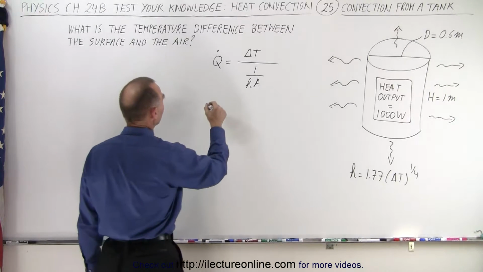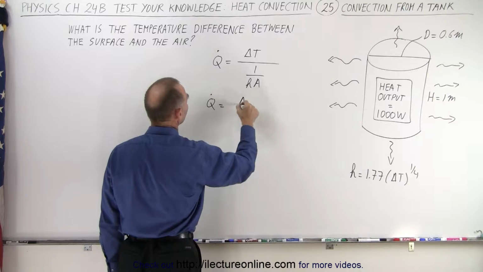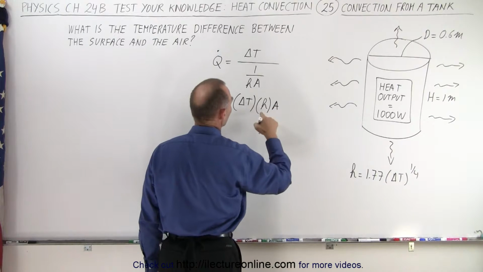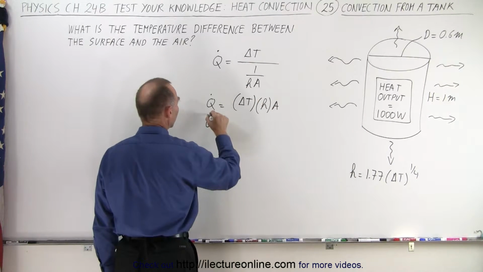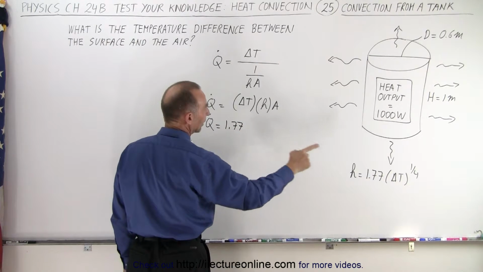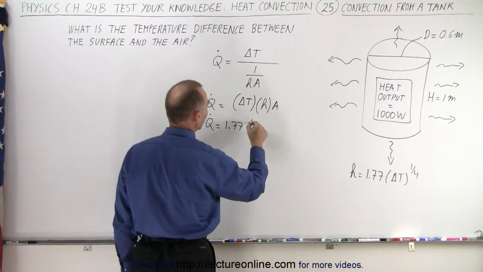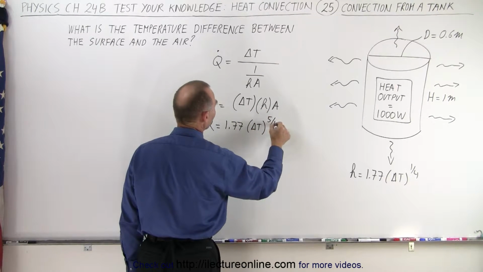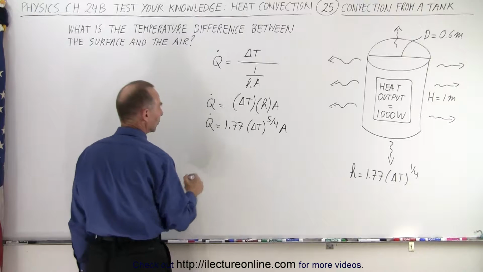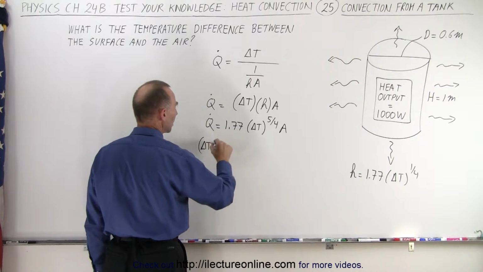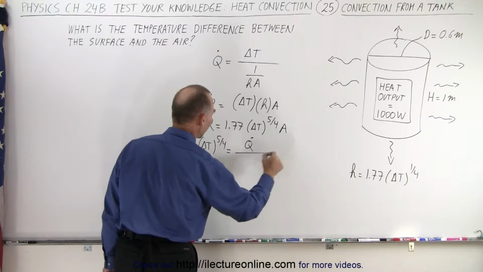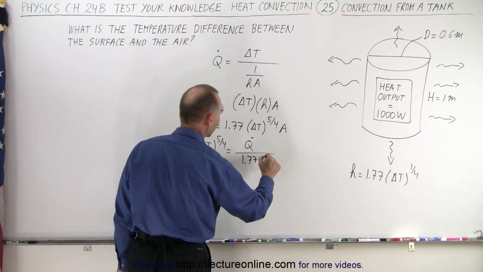So that means that we're going to have Q dot is equal to delta T multiplied times H times A. And of course, H now can be replaced by that. So Q dot is going to be equal to 1.77 times delta T to the 1/4 power times delta T, which means delta T to the 5/4 power. That's going to be H times delta T times the surface area A. And so we can then say that delta T to the 5/4 power is equal to Q dot divided by 1.77 times the surface area.